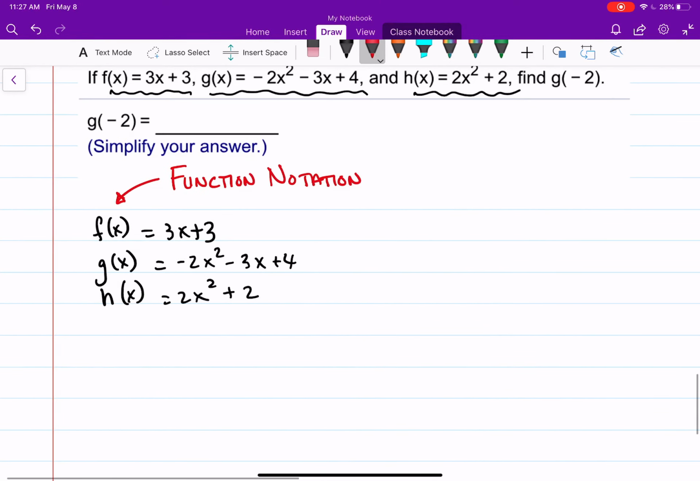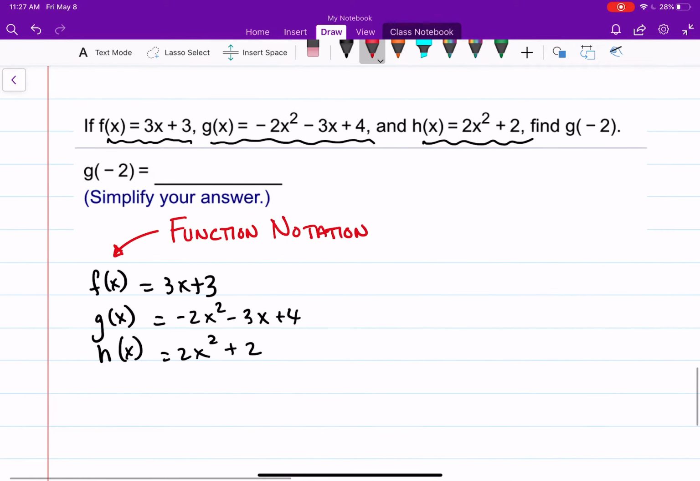Okay, so if you notice, the only difference is that I replace y with f of x. That's all it was, right? If I replace y with f of x or g of x or h of x, I just converted a regular equation to function notation. That's it, all right?